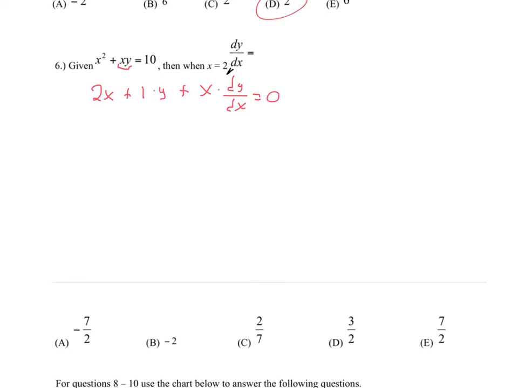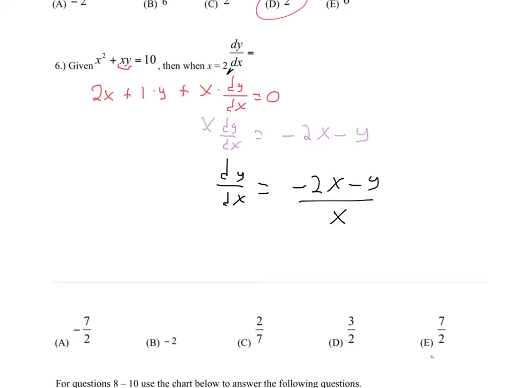Let's get everything without a dy dx on the other side. So we get x times dy dx is equal to negative 2x minus y, so dy dx is equal to negative 2x minus y over x. We're only given the x value, so we have to go back to that original equation to find out what the y value is. When x is equal to 2, 2 squared plus 2y is equal to 10.